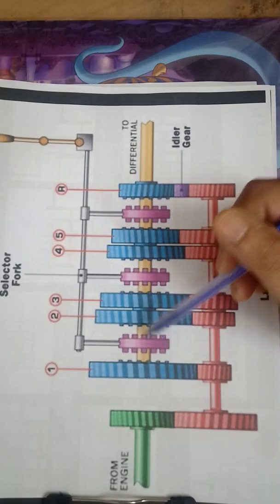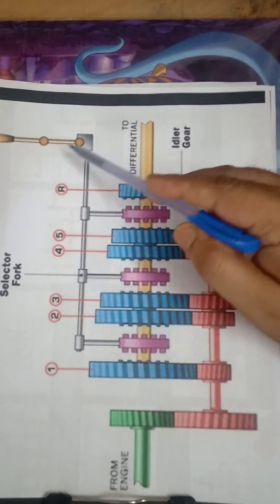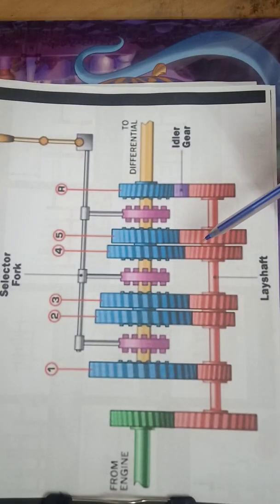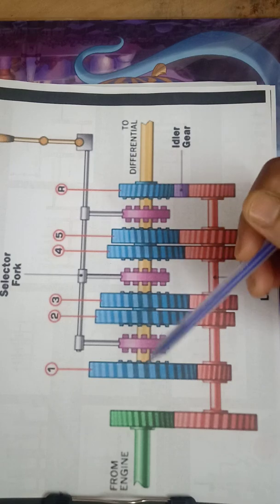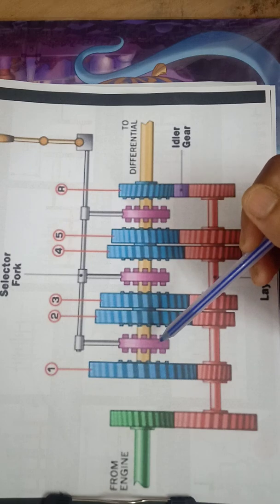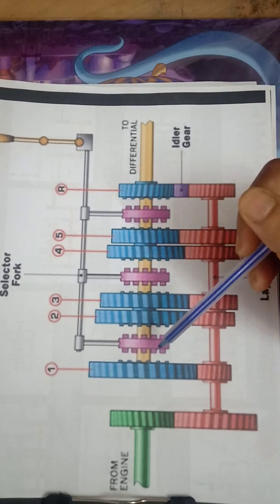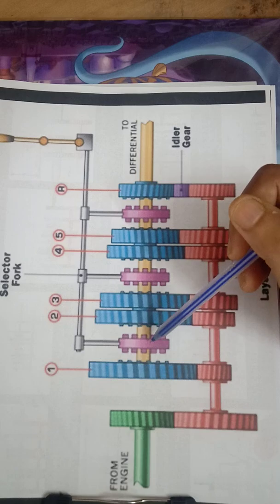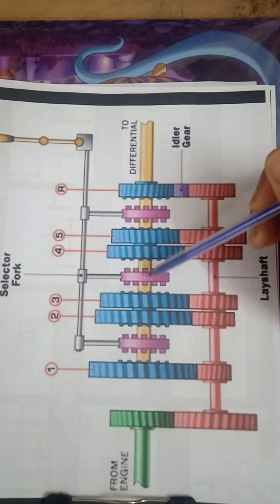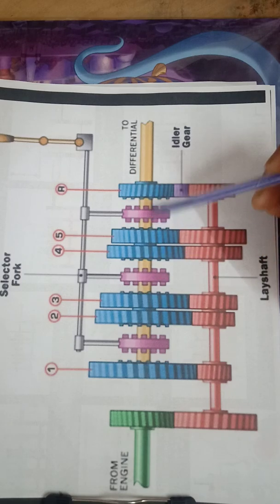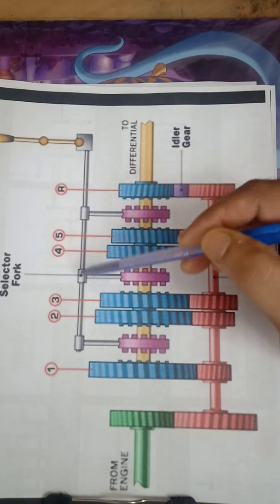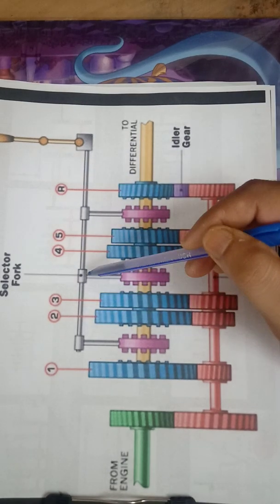Now these are the dogs, and this is a selector mechanism. This is a selector fork. This selector fork slides on this output shaft to and fro like this. This selector fork will slide to and fro on the yellow output shaft with the help of the gear selector fork.